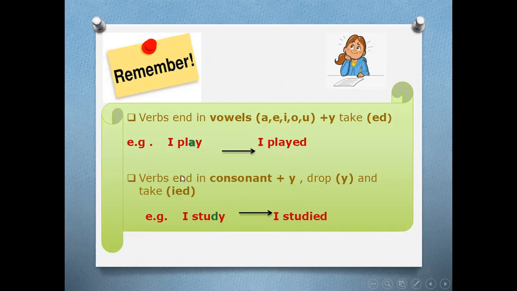Okay. But if we found that the Y is preceded سبقها by a consonant. الconsonants هم all the letters except the vowels. كل letters ما عدا الvowels. So you have to replace the Y with IED, like study, cry, okay?